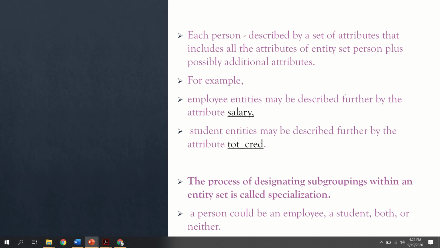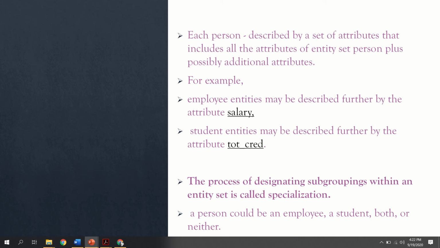That means if you take a person that has 3 common attributes, and you subgroup the person as an employee, he may have a new attribute other than the 3 attributes, which differentiates him from other persons. That attribute is the salary. It actually makes a grouping inside the entity set. So in our example, the first subgrouping is employee.